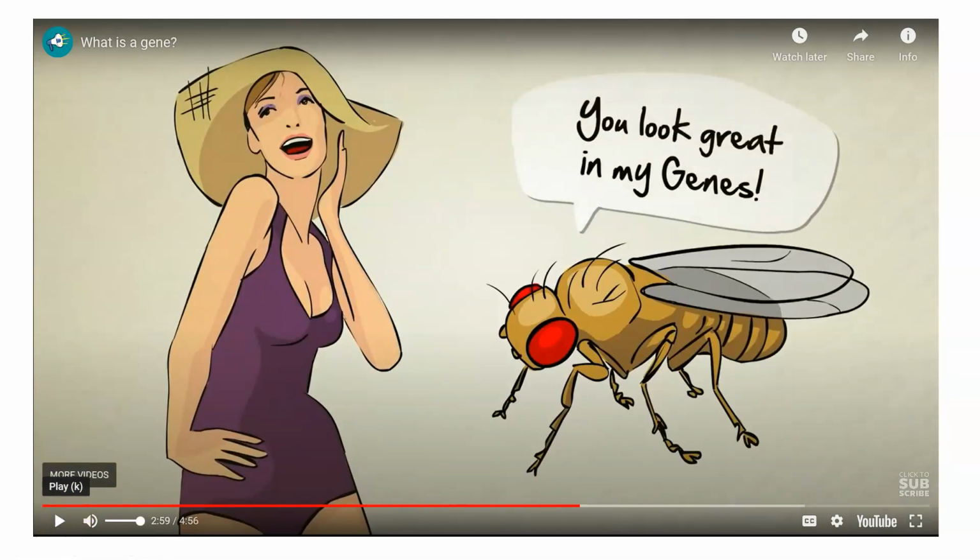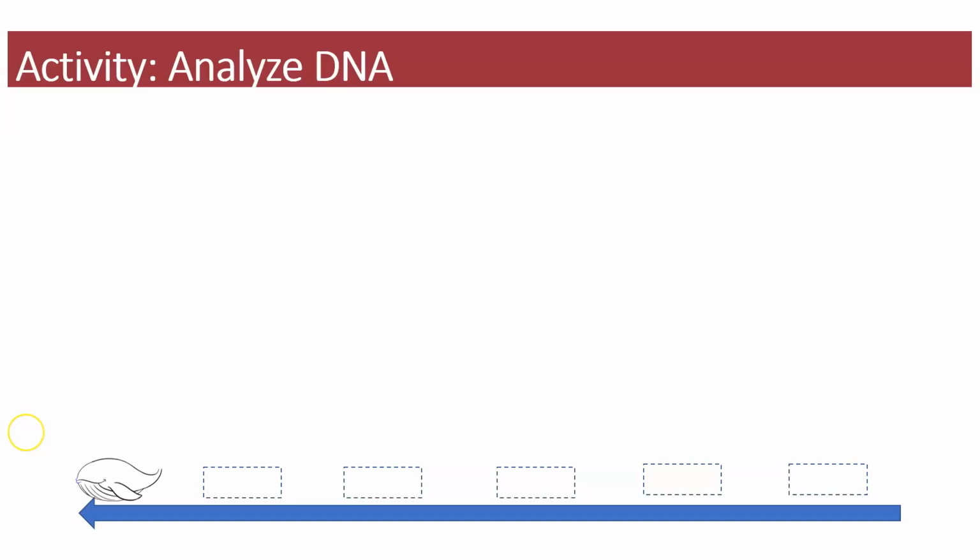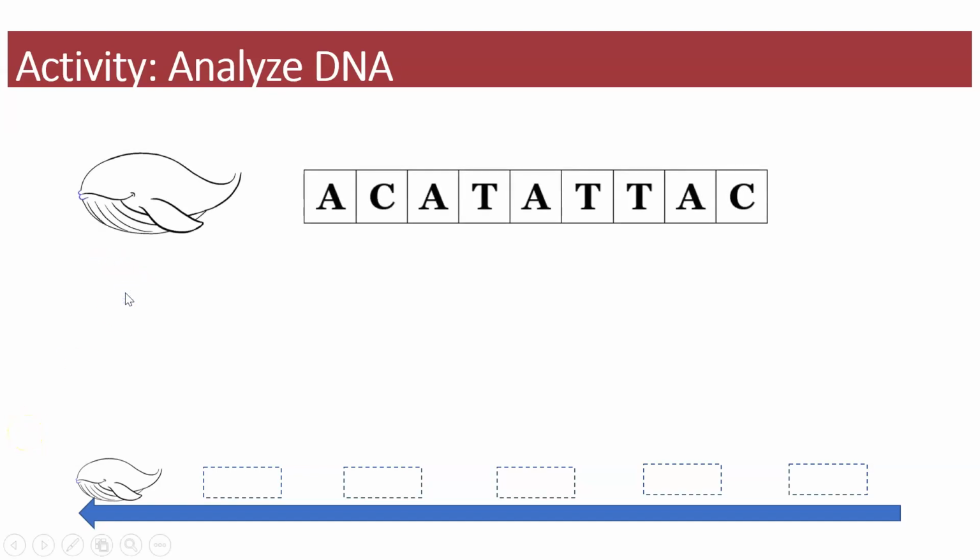Okay, so I heard in the clip that we can look at the DNA codes of organisms to figure out how closely related they are. Let's pull a short segment of DNA from a whale. You can see here, this short segment is made up of a stretch of A, C, T's, and G's.